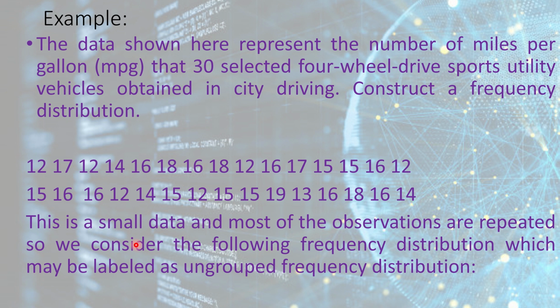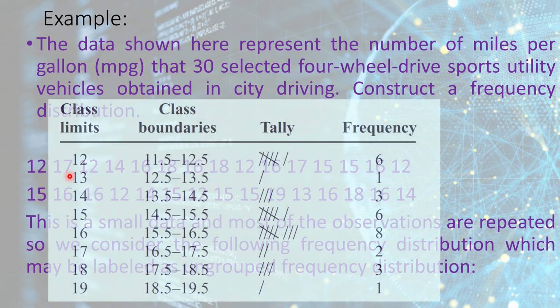How do we do that? We simply write the smallest number at the top, that is 12. The next number is 13. Then we have 14, 15, 16 up to 19. And then we simply count them. In that case, we don't introduce classes. We simply write the numbers as they are, 12 to 19, and then we count all those numbers. The first number is 12, so you draw one tally. The second number is 17, so you draw one tally for 17. The next is 12, again you draw one tally here. 14, the next tally will be here, and so on. And then we count them together, right?